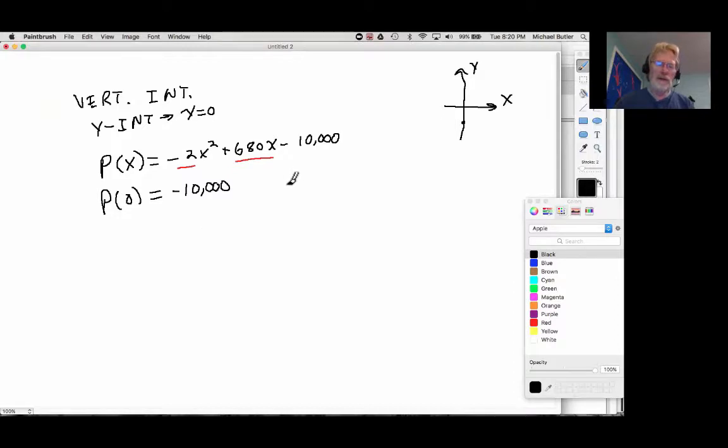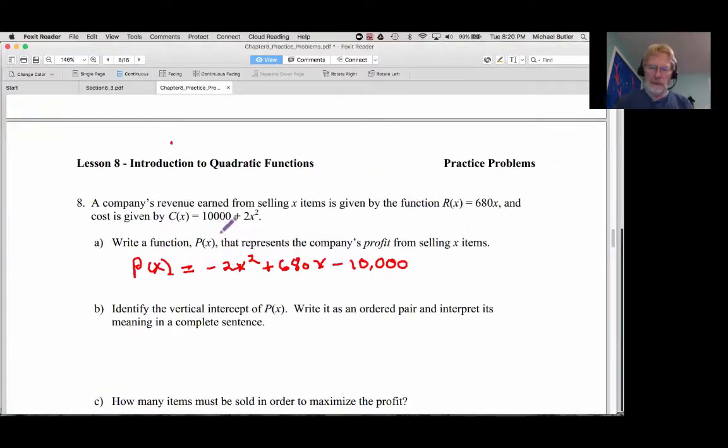So they wanted us to give that to them as an ordered pair, so that would be 0 by negative 10,000, and they wanted us to interpret what that means. Well, let's go back and look at this for a minute. See the cost function right here? See that number on the cost function? That's what's sometimes referred to as fixed cost.